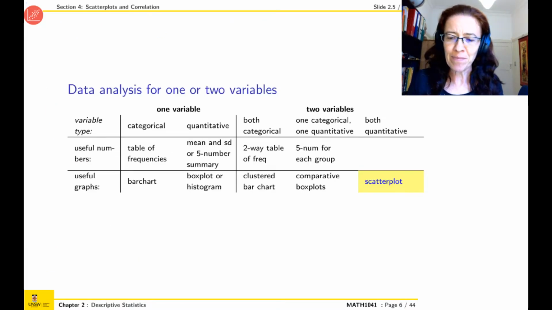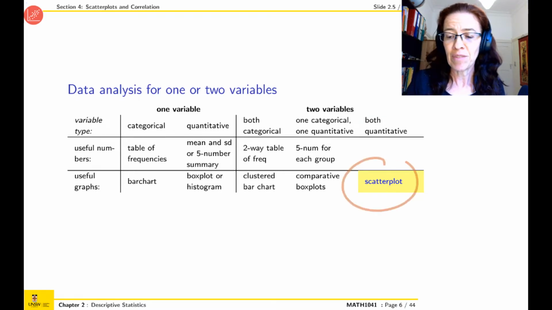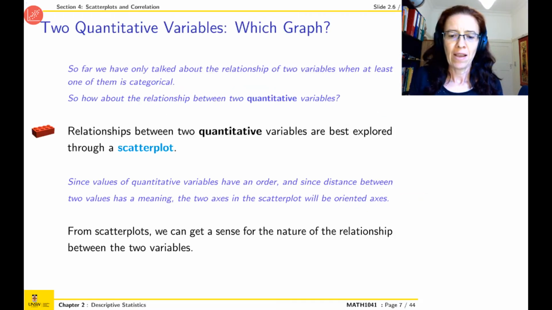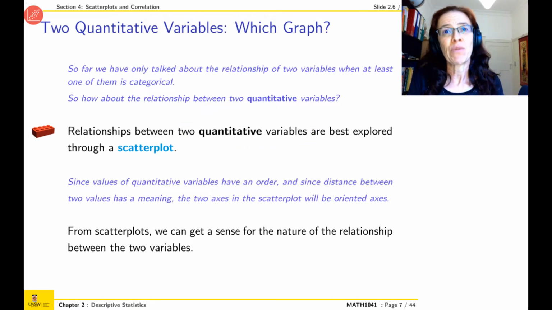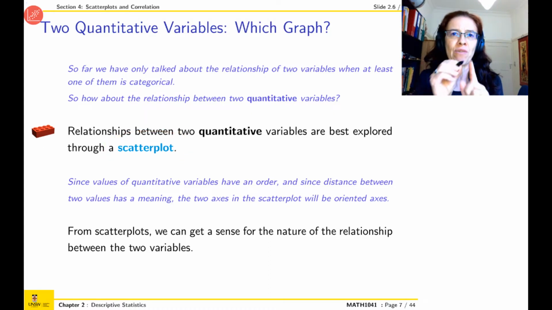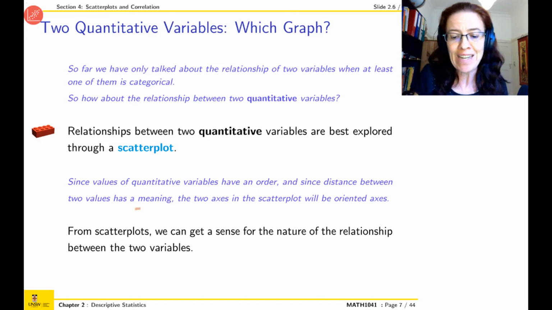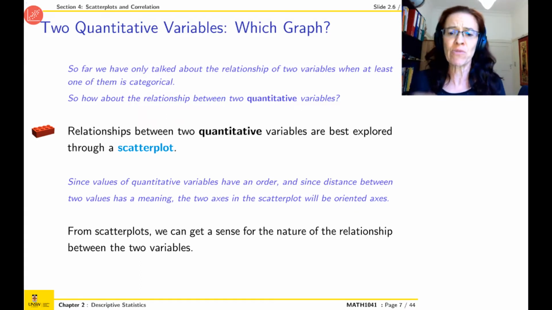We want a useful graph for two variables which are both quantitative. And the answer is right there: you need to use a scatter plot. When both our variables are quantitative and we want a graphical summary, we'll use a scatter plot. I'm sure you've seen those. That's when you have an x-axis and a y-axis and one variable on each. The reason this is the right tool is that if your variables are quantitative, then it makes sense to put them on an axis. The difference between two values has a meaning, they're on a scale. And this is where your axis comes from.